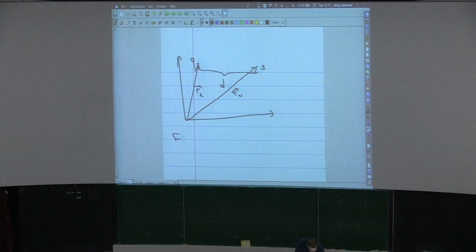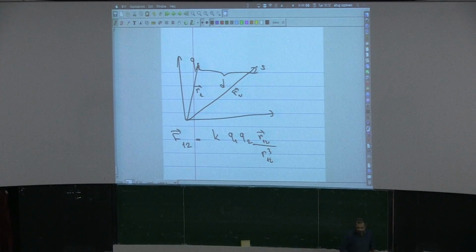Now the force acting on the charge at the point R1 due to the charge at the point R2 is equal to K Q1 Q2 R12 divided by R12 cubed. And here the R12 vector is equal to R1 minus R2. So this gives the correct direction.